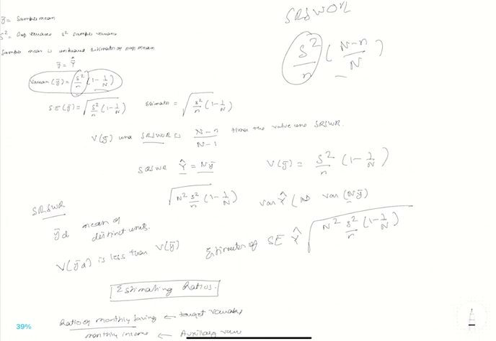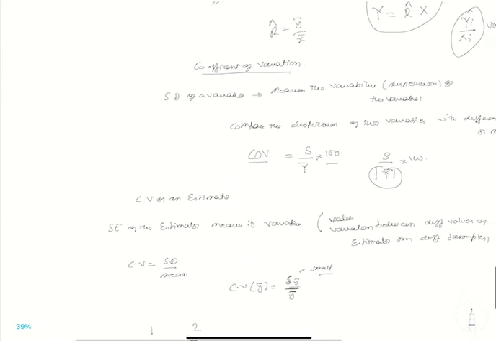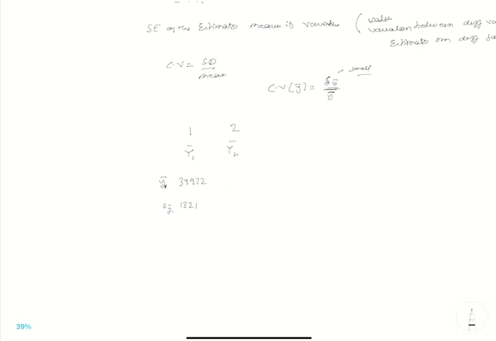S square, and you can put it a small s square there also, but that's the sample variance. Anyways, we got that, and we got y2 bar and then s of y2 bar, and then we can calculate.